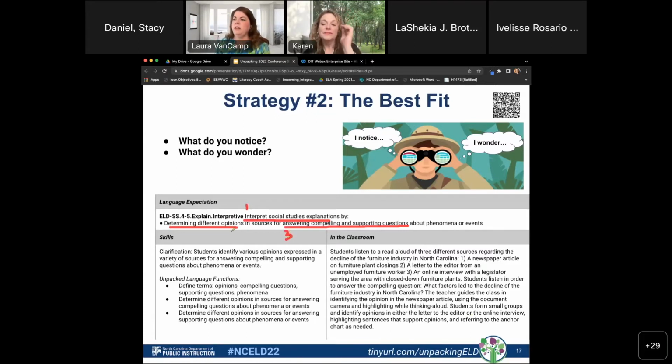So now what I would like you to do is either unmute, tell me what you notice, and tell me what you wonder, or drop that into the chat. Yes, Shannon was saying it would be good to add point of view to the defined terms. Yes, you're going to be able to make your own notes out to the side for this.